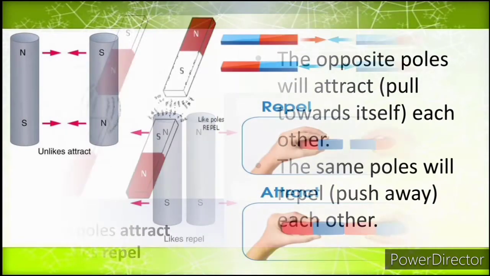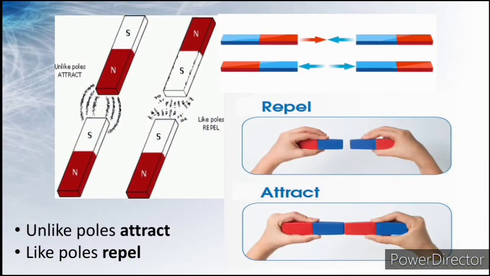Unlike poles. You can see it here now. So you can see, unlike poles always attract each other, while like poles repel each other. Make sure you don't get it confused, okay? Unlike poles always attract, while like poles always repel.